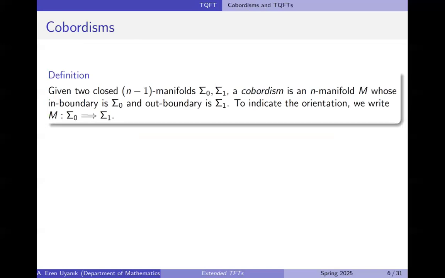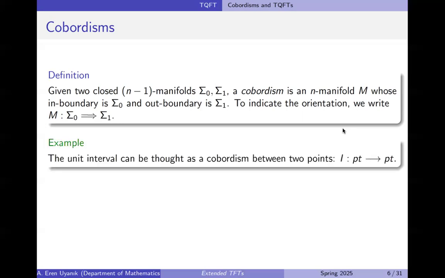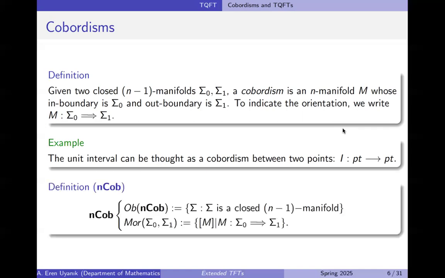Okay, so we will talk about cobordisms. What is a cobordism? You take two (n-1)-manifolds, sigma 0 and sigma 1. These should be closed. And the manifold M is a space-filling map from sigma 0 to sigma 1. We denote it like this, and it is n-dimensional. A very basic example would be an interval. We can think of it as a cobordism from a point to a point, just a straight line. And we put all this data into a category.